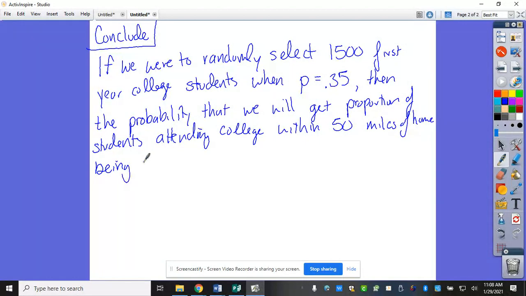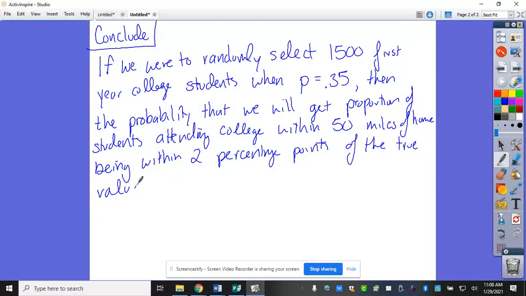I'm just thinking wording here. Being within 2 percentage points of, what did it say, of the population? They're not usually this wordy. Is, I think I just worded that one terribly to make it long. The probability is what? What is our answer? Some people are going to feel better about writing that as percent. That's absolutely fine.